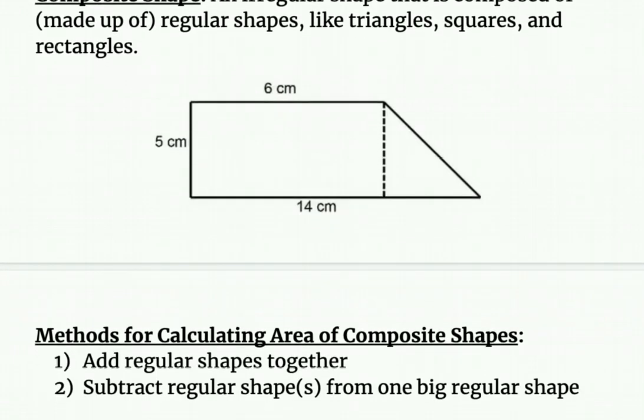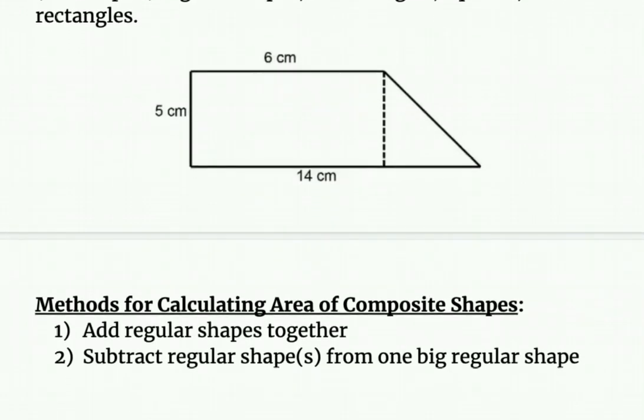All right, so if we wanted to find the area of a composite shape, there's actually two different methods for calculating that area. The first method is to figure out what the regular shapes are, figure out their areas, and then add those two areas together. The second method is when you figure out what's the bigger shape that this shape can be taken from. And so you're going to subtract the regular shapes from one bigger regular shape. So we're going to use this example and show you two different methods to get the same answer.